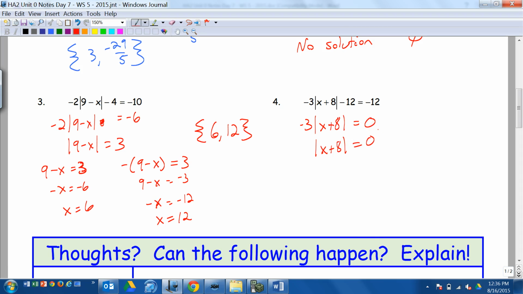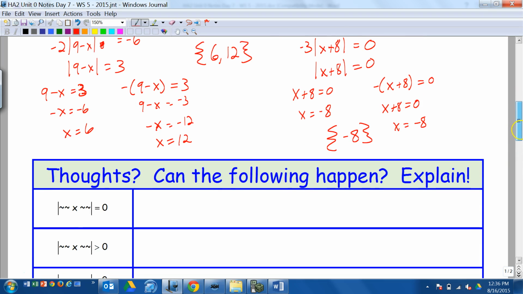Alright, so now this is where you're going to see what happens when you have something equal to 0. Okay? Some of you guys might already know what happens by looking at it, but let's do our 2 equations. So we get that x plus 8 equals 0, and x equals negative 8. So when it's equal to 0, there's only one value that will get you to 0, because you can't have a negative and a positive 0. So there's only one solution, and it's negative 8.